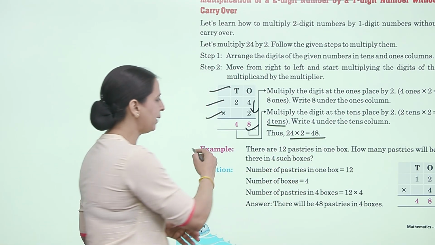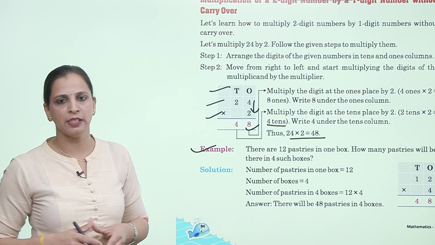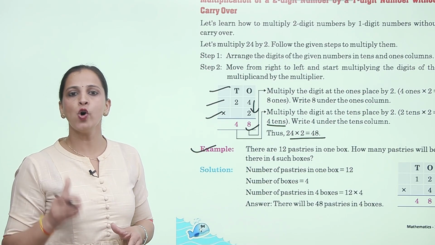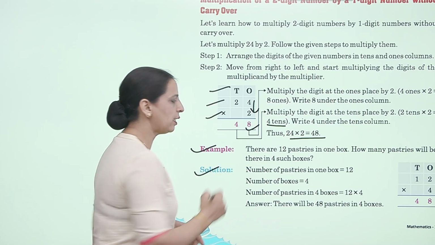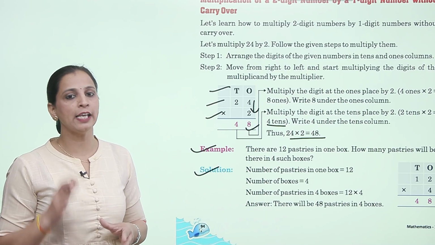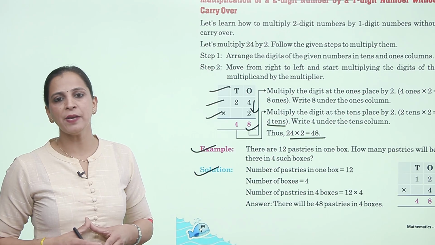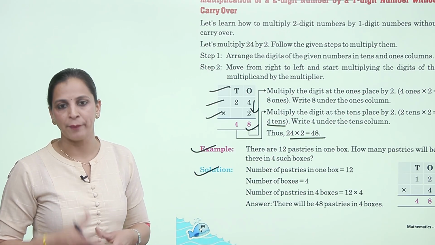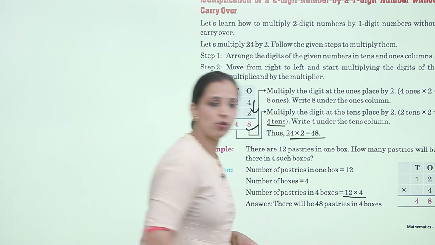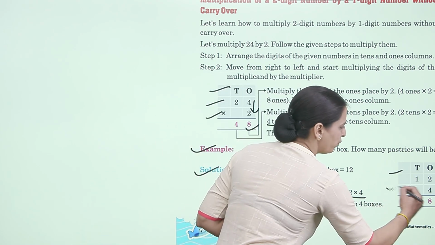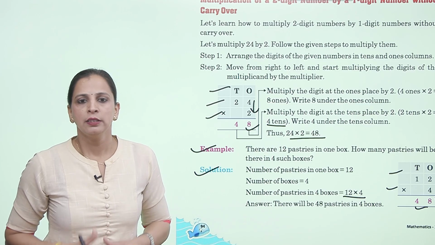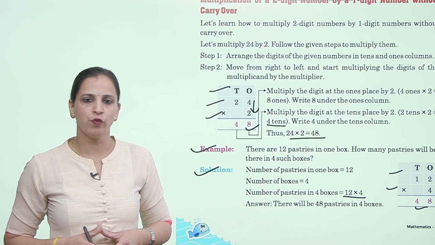Now example करते हैं. There are 12 pastries in one box. How many pastries will be there in 4 such boxes? Solution करते हैं. Number of pastries in one box is 12. Number of boxes कितने हैं? 4. तो 4 boxes में कितनी pastries होगी? We have to multiply. Number of pastries in 4 boxes is equal to 12 into 4. Now 12 multiply by 4. 4 2s are 8. 4 1s are 4. That is 48. There will be 48 pastries in 4 boxes.